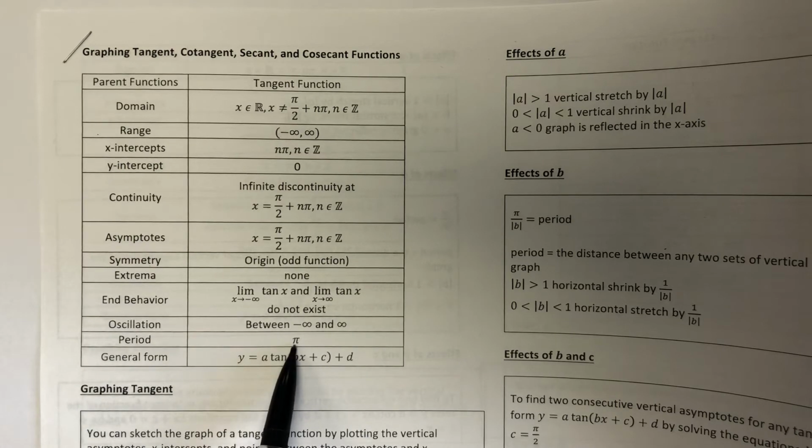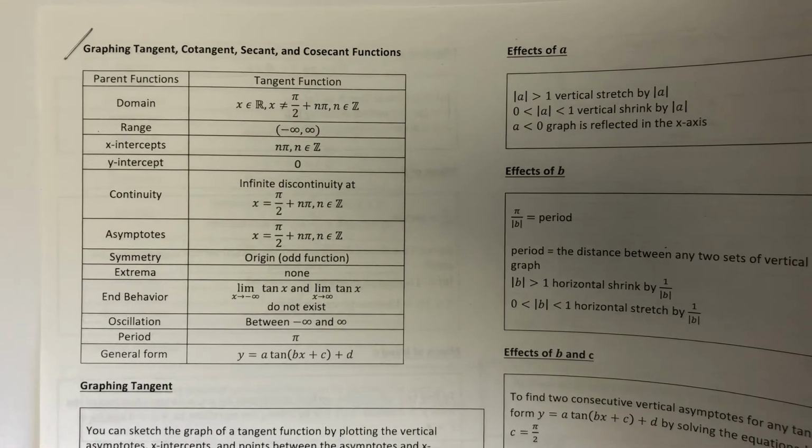Now this is where it also differs. Sine and cosine have a period of 2 pi. Tangent only has a period of pi. Here's your A, B, C, and D, and then we'll go through what they all do. Same as with sine and cosine.